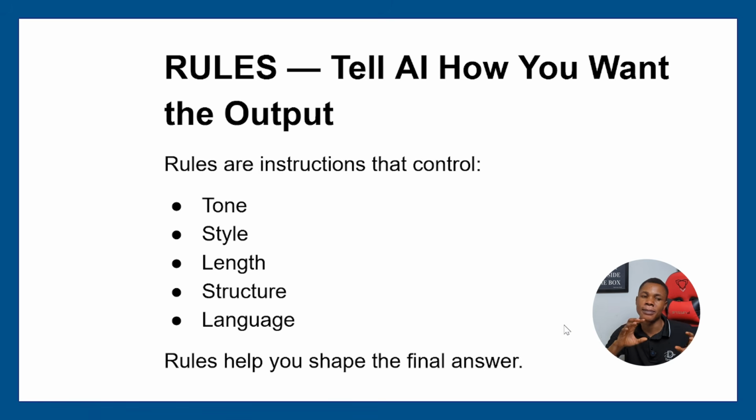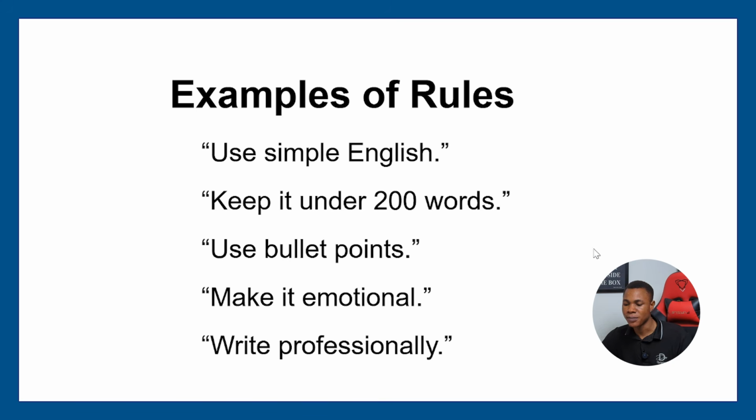Right? Remember when I generated that happy birthday message to my mother, there's a second prompt I did where I said make it more motivational, more emotional. That emotional you're putting is what we call the rule. Is that okay? So the rules are instructions that control the tone, the style, the length, the structure, and of course the language. It's very, very important. Examples of rules are: use simple English, keep it under 200 words. You can see that I've been using things like increase it to 700 words, increase it to 1000 words. These are rules. Is that okay?